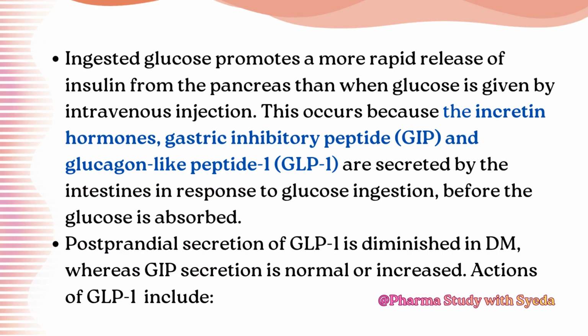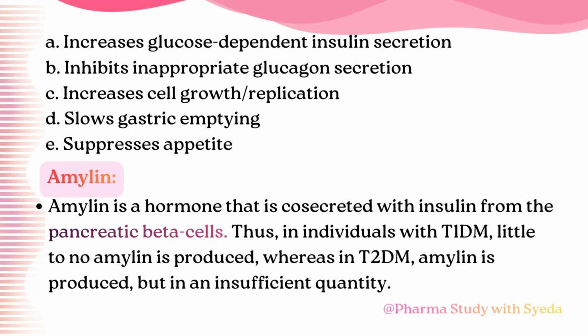These hormones enhance insulin secretion from the pancreas after meals. However, in diabetes mellitus, the postprandial secretion of GLP-1 is reduced, while GIP levels are normal or even increased. GLP-1 plays several important roles, including stimulating insulin release, suppressing glucagon secretion, slowing gastric emptying, and promoting a feeling of fullness after meals. Let's look at the important actions of GLP-1.